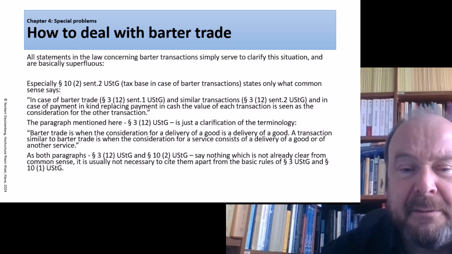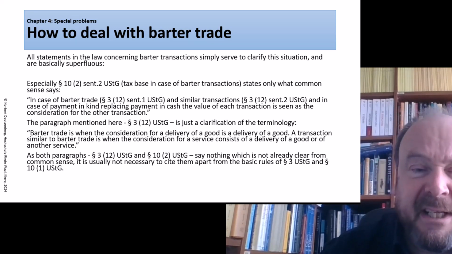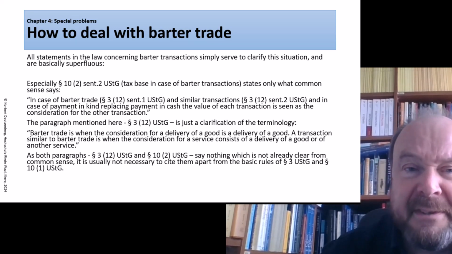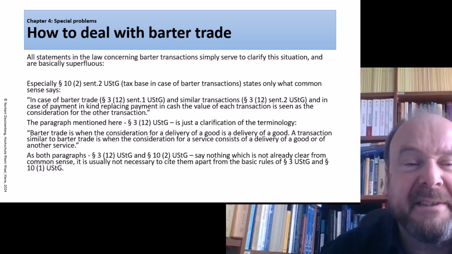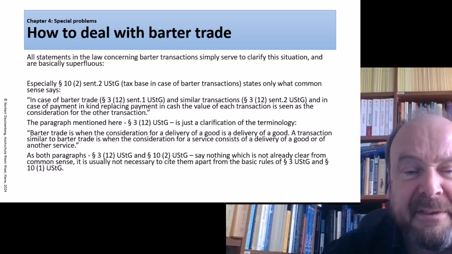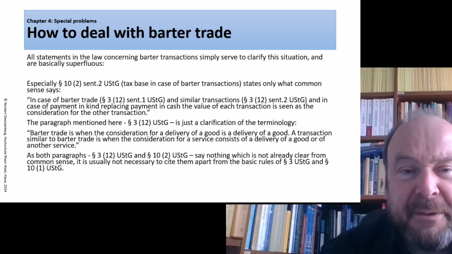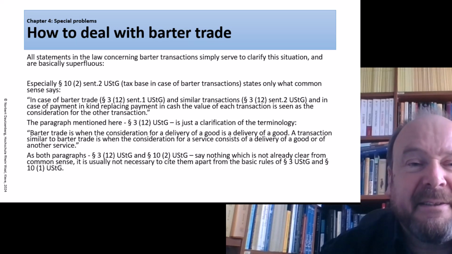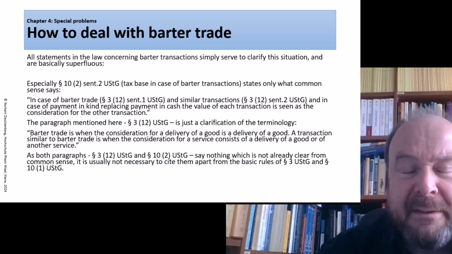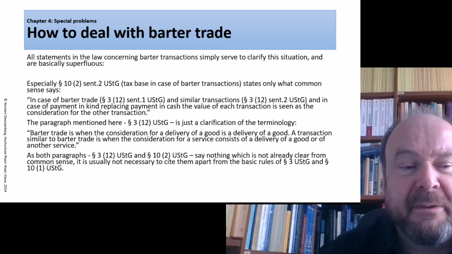Just a clarification is in 10, sentence 2. In case of barter trade and similar transactions, and in case where you first fix a price and then accept something else as a replacement for the price, so an object or a service, then the value of what you actually get is seen as a consideration for what you did. That's just the same as in 10.1, only to clarify it, just as a matter of precaution.